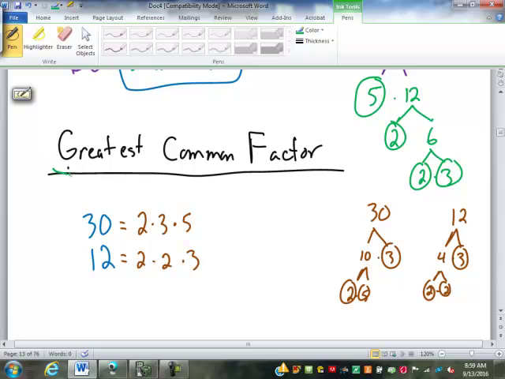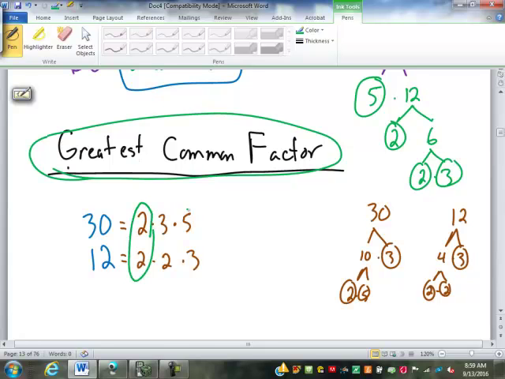The greatest common factor is built from all of the common factors. So what do these two have in common? They both have a 2 and they both have a 3. So what is 2 times 3? It is 6, which is what you had said was our greatest common factor before.